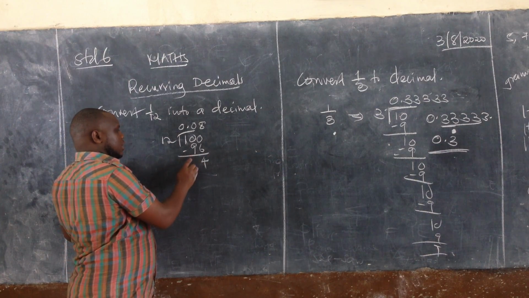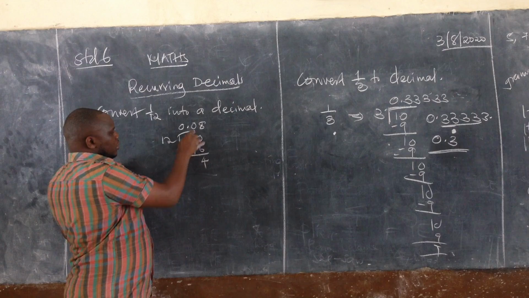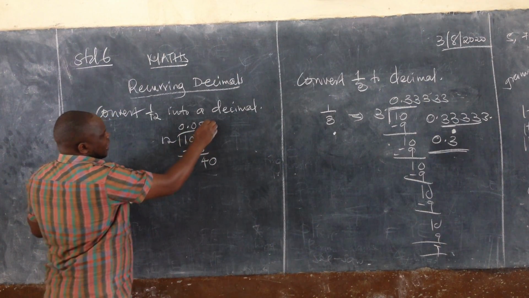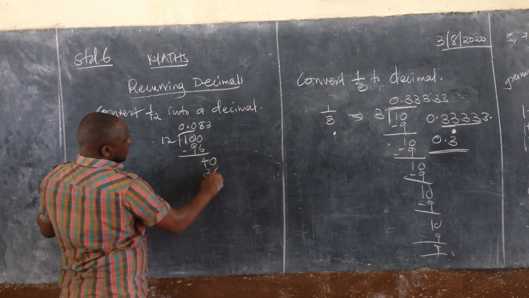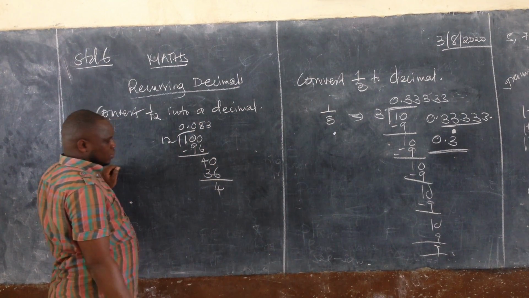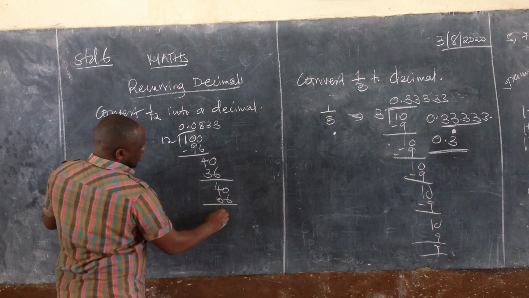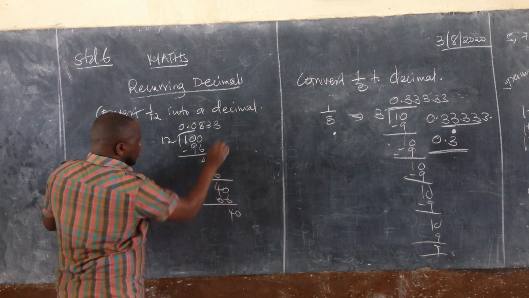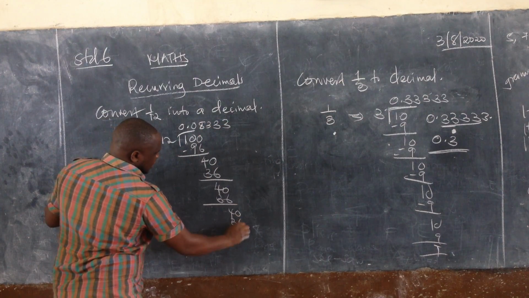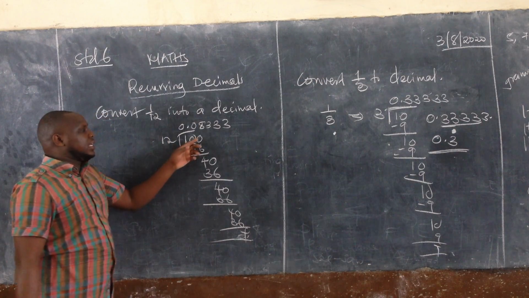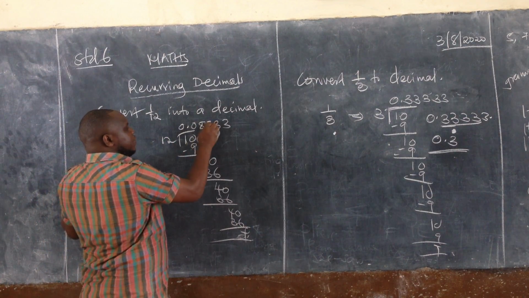9 minus 9 is 0. So you add a 0 there, Lana. How many times? 3 times. You get 36. You remain with 4. Add a 0. 3 times, 36. You remain with 4. Add a 0. 3 times, 36. You remain with 4. So in this case, you realize that there is a number which is repeating itself there.